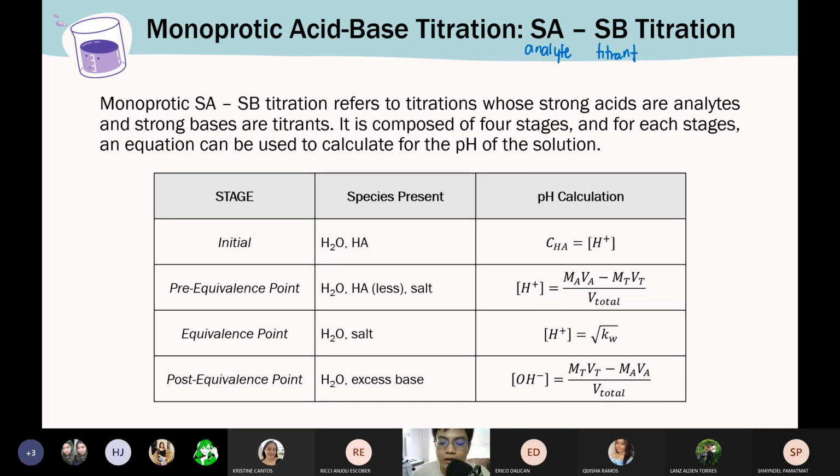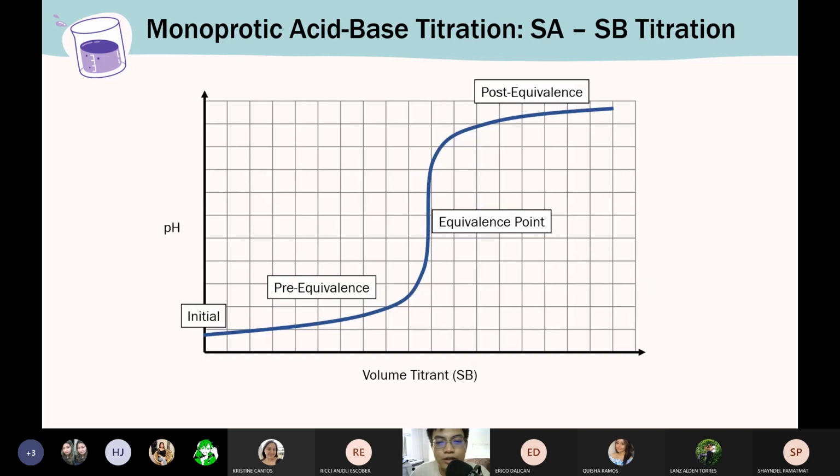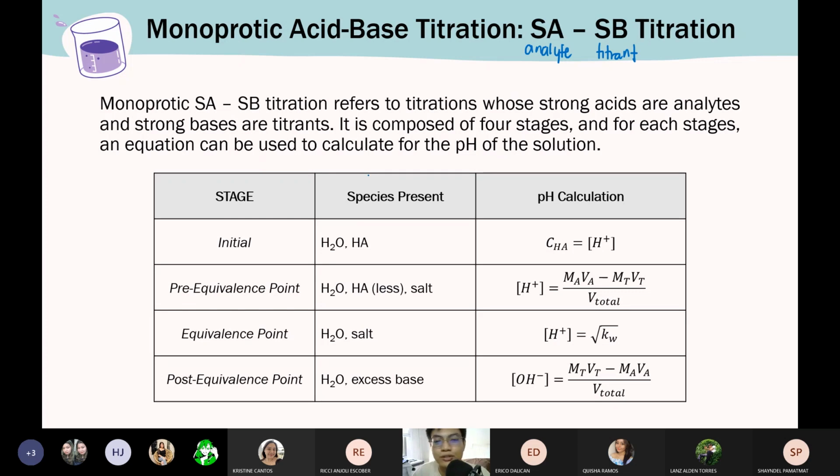In titration, let me begin with the stages of titration first. In titration, we actually have 4 stages. You have your initial, your pre-equivalence, your equivalence, and your post-equivalence. So we have 4 stages: initial, pre-equivalence, equivalence, post-equivalence. And each of them has a different version of the equation. That's why it gets confusing. Okay. So they are all different.